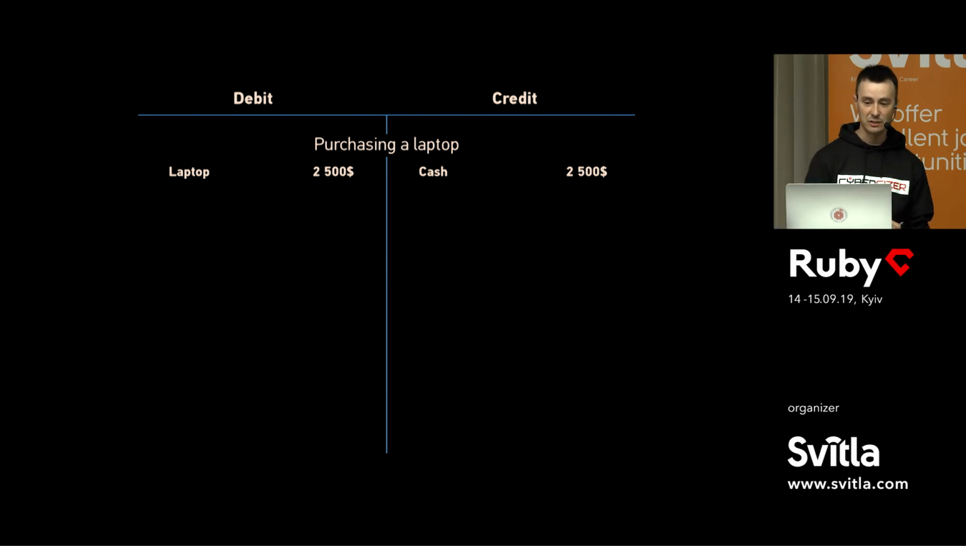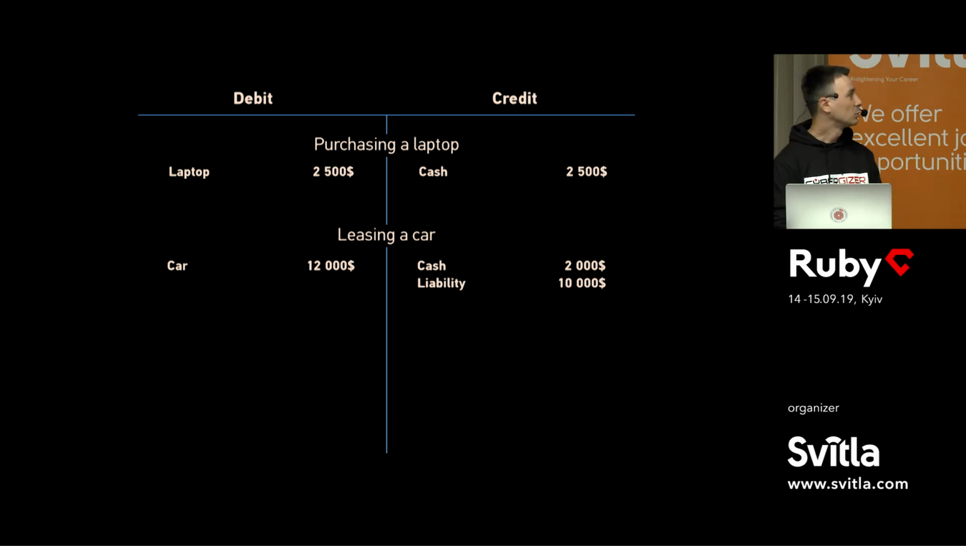The more sophisticated example, for example, you would like to lease a car, and you go to a leasing company and say, take a car which costs like $12,000, but you don't have $12,000 at that moment. You only have $2,000, and you pay cash of $2,000, but you also now have a liability to pay $10,000 more, right? So we at least have 3 entries at that moment.